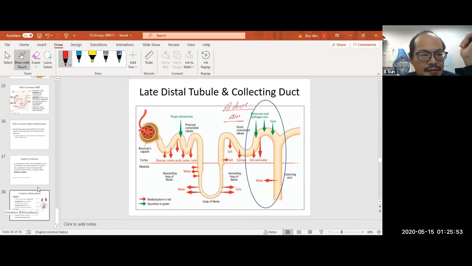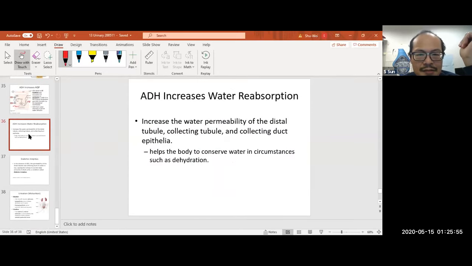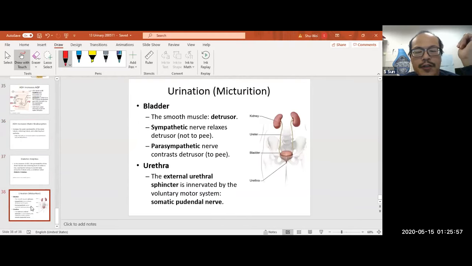And then we talk about that. The very last one is about urination. So we have this urine, and it will be stored in the bladder. We produce this urine all the time, but the bladder will store it, and the next thing is to release it from the body.